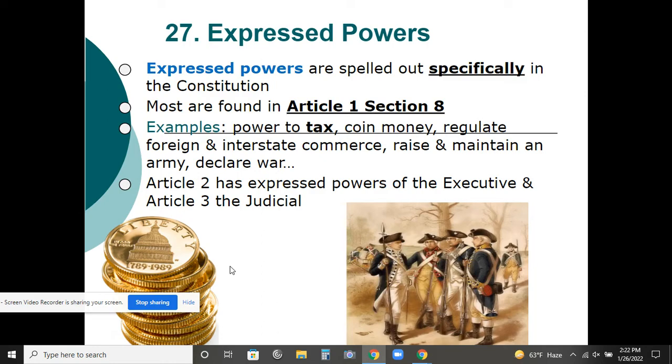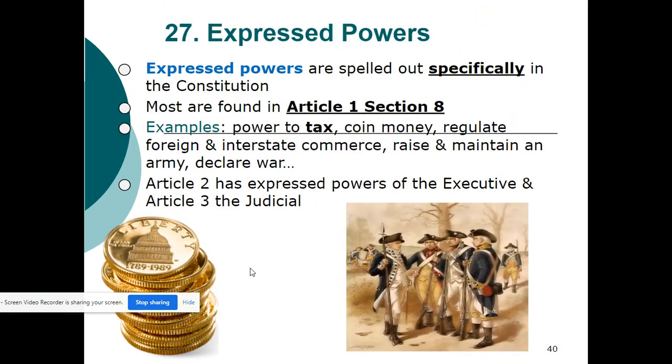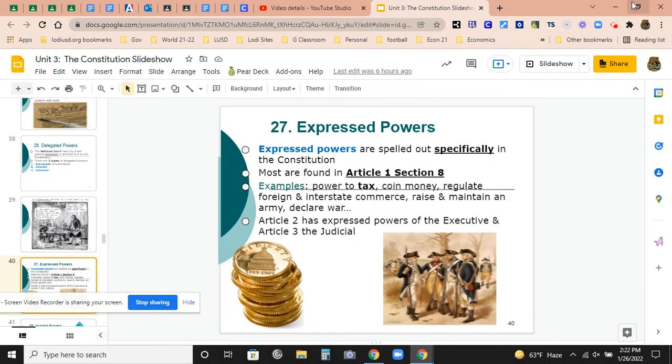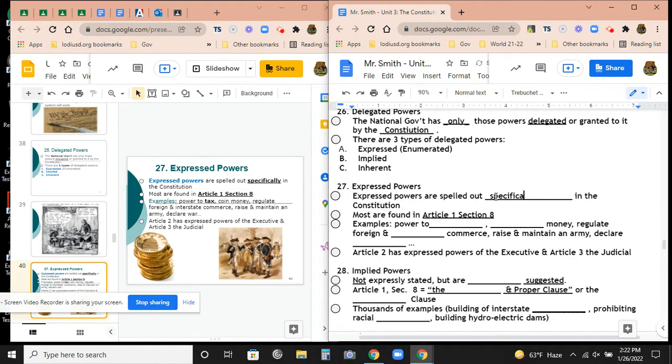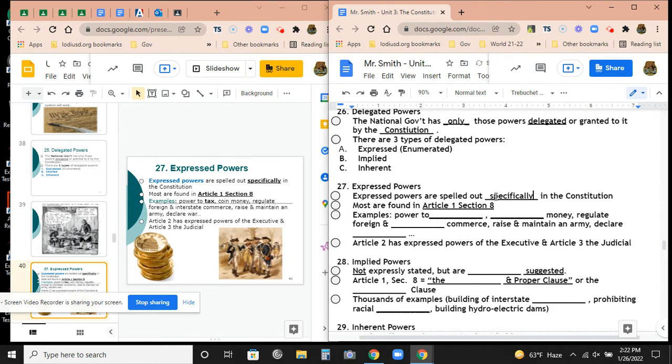All right, let's go ahead and write in these express powers. You can actually pull up the Constitution and look at it. It's pretty much written just like that. So, expressed means specifically mentioned. Power to tax. That's the big one. And that was the one that was really missing and made the Articles of Confederation weak. But coining money was a big deal too, because there was too much different money in circulation because of the states. Having one uniform money was good for business.